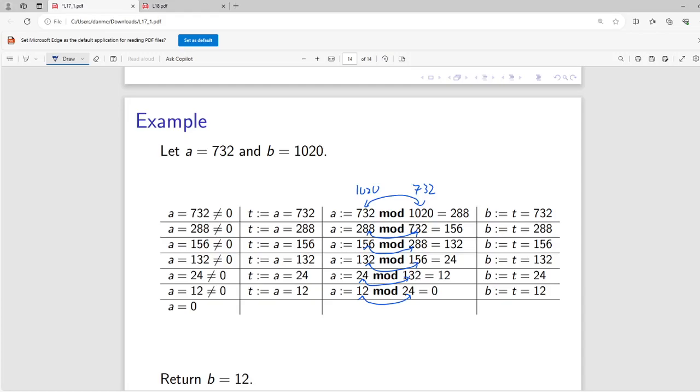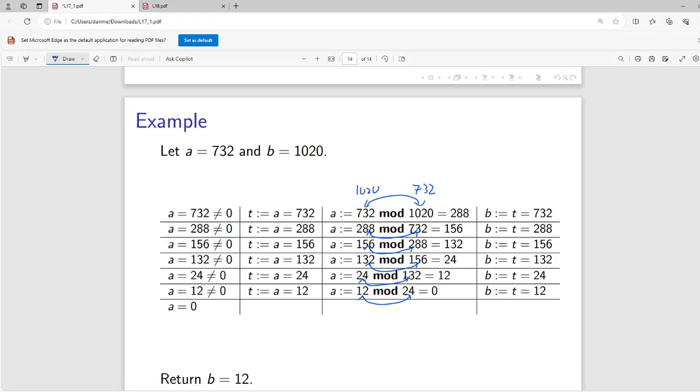So then my t takes on the value of a, temporarily storing it. Okay? My a takes on the remainder after dividing 732 by 288. So that should be 732 over here, mod 288, which is 156. And then b is going to take on the old value of a, which is 288. Keep on going, right? My a is 156, which is not equal to 0. Do the same steps again. t takes on the old value of a, which is 156. a is now the remainder, 288 mod 156, which is 132. And then b takes on that old value of a, which is 156.